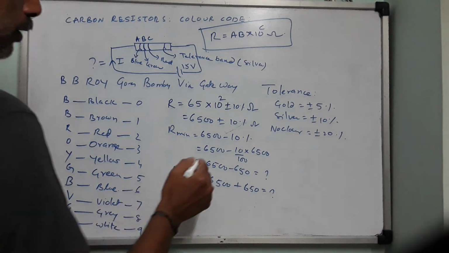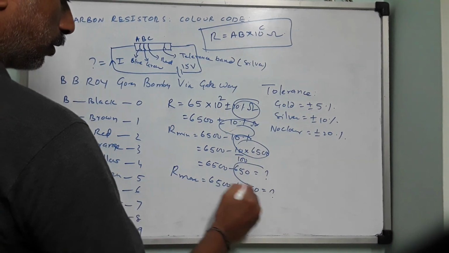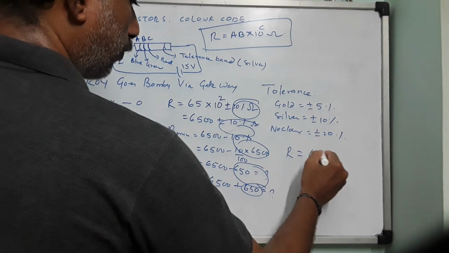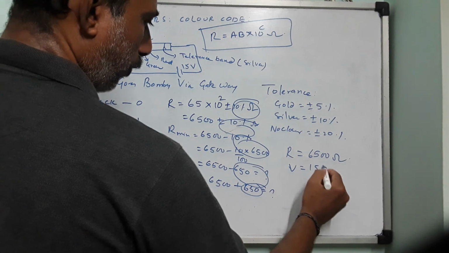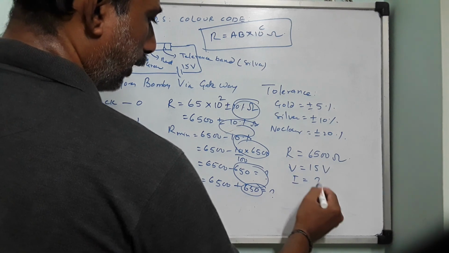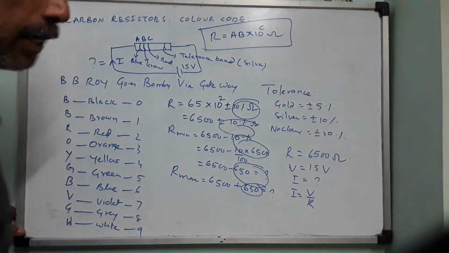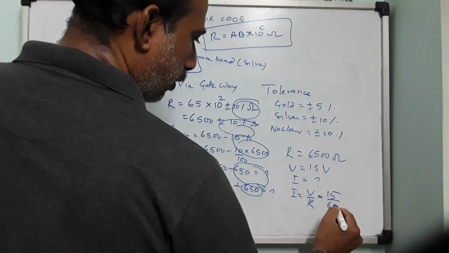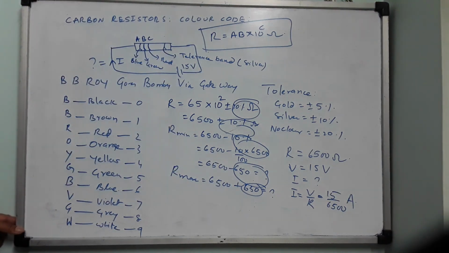So now you have calculated. When tolerance is not there, no need to calculate all these values. Not necessary. Your resistance value is how much? R equals 6500 ohm. Voltage given is what? 15 volt. You have to calculate what? Current I. So V equals IR from Ohm's law. So I equals V divided by R. So V is how much? 15 divided by 6500. What is the unit? Ampere. Right? So simplify this, you will get the answer.